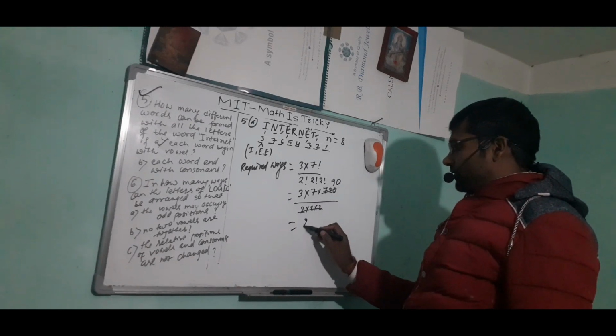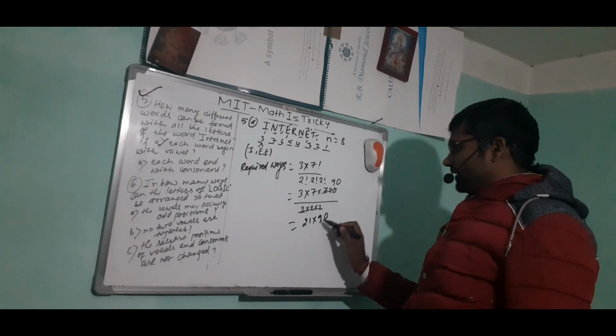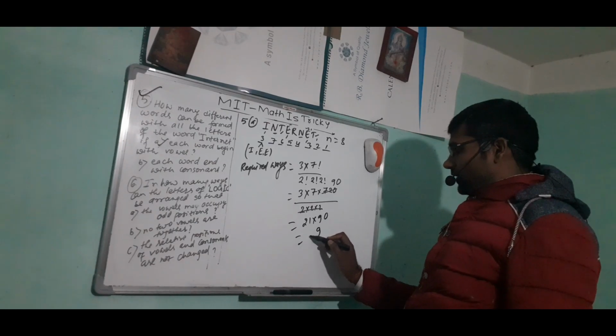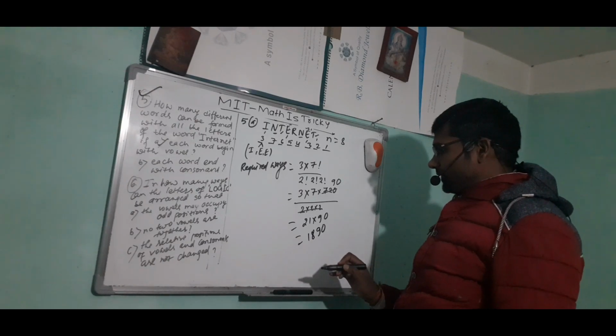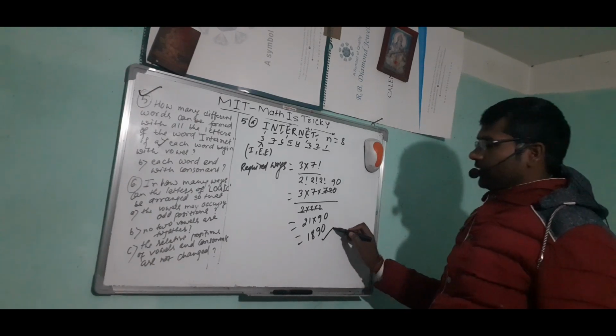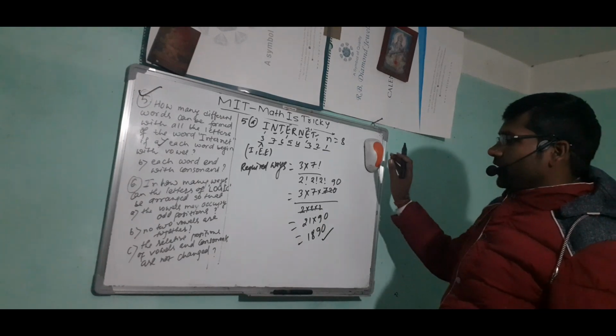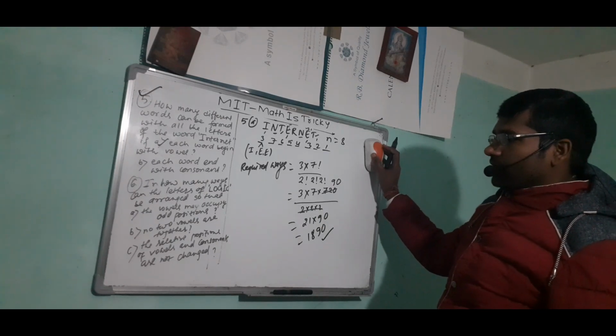So let's multiply 3 into 630, which will be 1890. 1890 will be our answer for the first part. We have solved the first part.